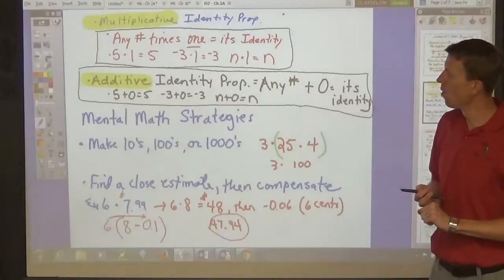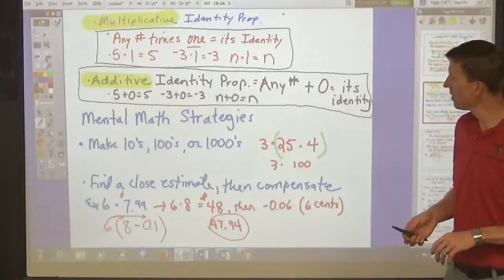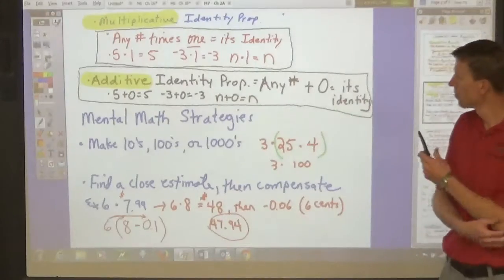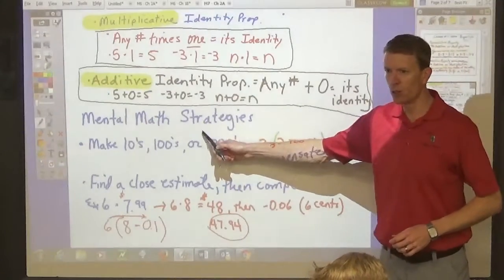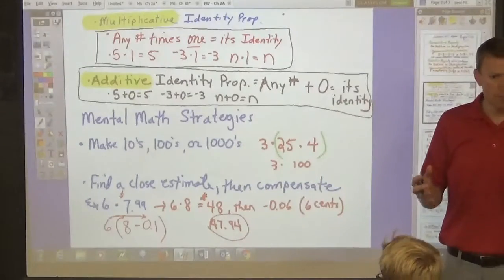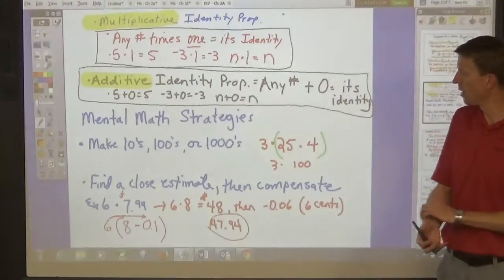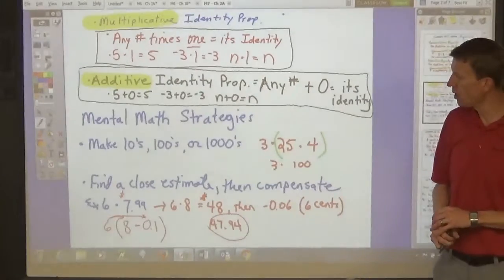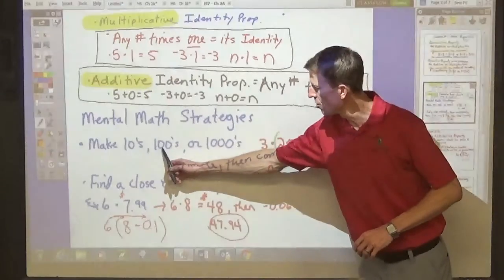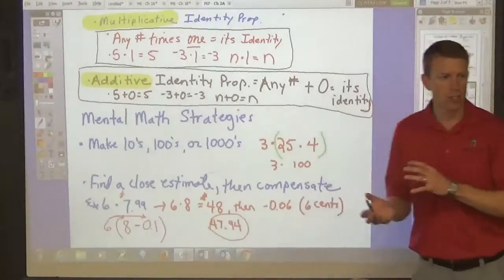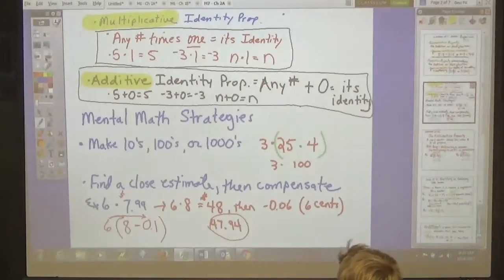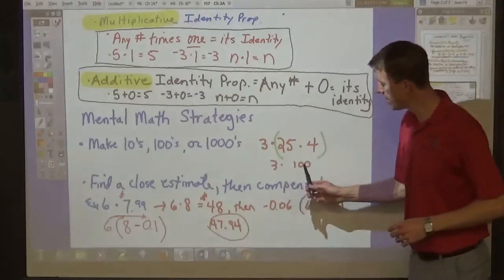Now, one of the ways that these properties are used is in doing mental math. And the goal in doing mental math is to put the numbers together in maybe a different order or in a different way so that you can make hundreds or tens or thousands, make powers of 10, or to change the problem in a different way so that you can find the answer mentally.